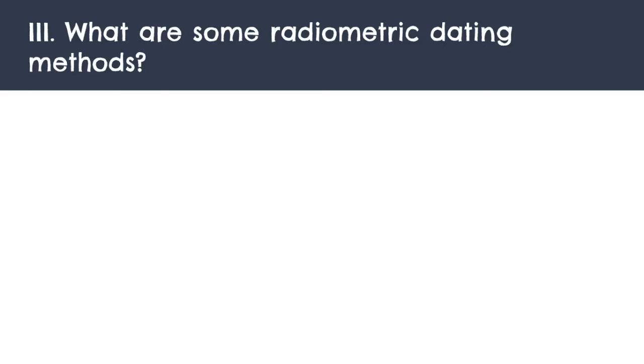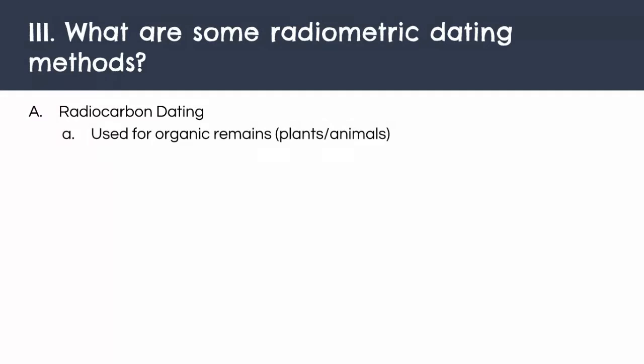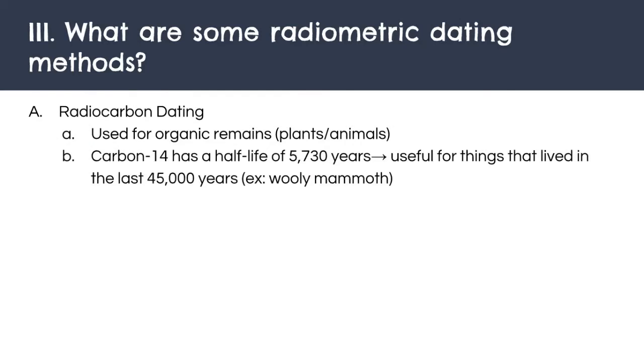There are a couple different radiometric dating methods that we very commonly use. And the first one is radiocarbon dating. This is going to be used for organic remains. And when I say organic, I mean it was probably once alive. For plants or animals, things that we know lived not too long ago.